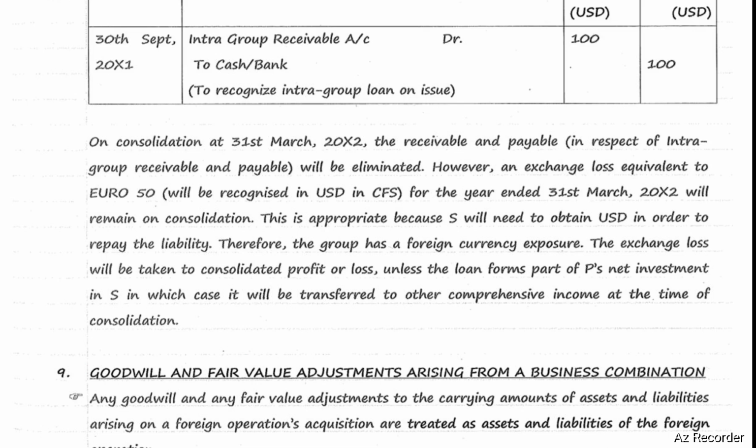The exchange loss will be taken to consolidated P&L unless the loan forms part of P's net investment in S, in which case it will be transferred to other comprehensive income at the time of consolidation.